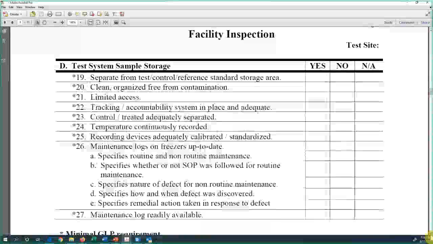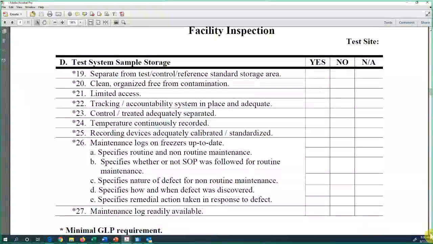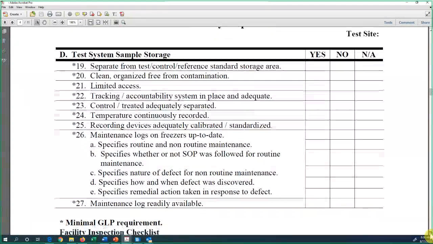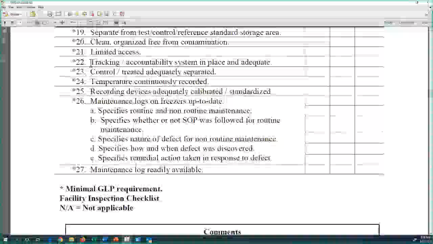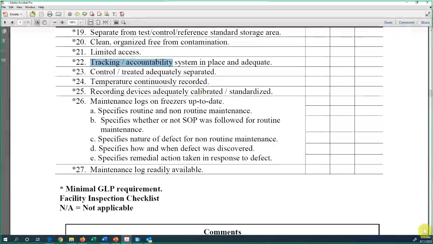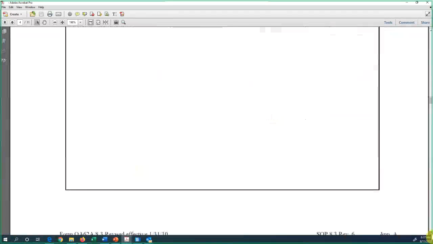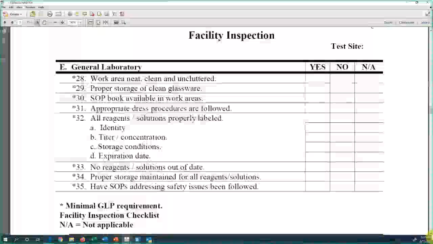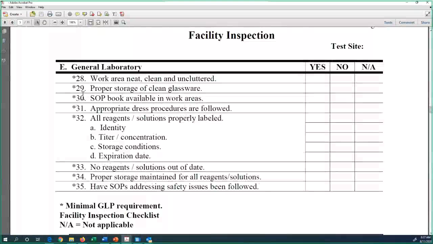Okay, we still have a few more minutes. Then talk about the test system, then the separation, limited access, tracking number. I don't need to go through that. Okay, then go to the lab issue. This one is always the question.